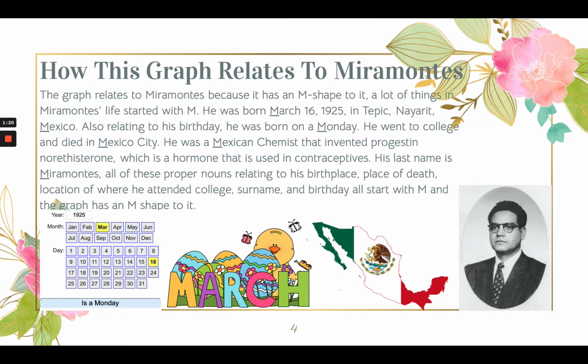He was a Mexican chemist who invented norethisterone, which is a hormone that is used in contraceptives. His last name is Miramontes. All of these proper nouns relating to his birthplace, place of death, location of where he attended college, surname, and birthday all start with M, and the graph has an M shape to it.